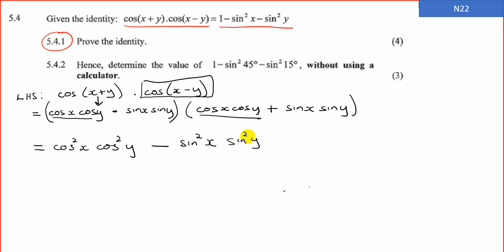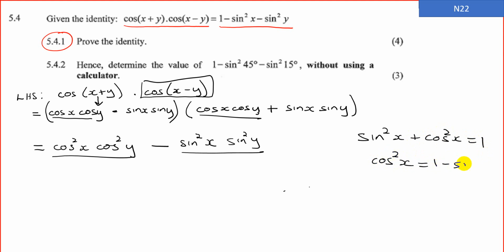Now, we're trying to get to the right-hand side. So you'll notice my second term has sine, and my first term has cos. Now, one of the identities to remember is that sine squared x plus cos squared x is equal to 1. And if we make cos squared the subject of the formula, we would get 1 minus sine squared x. Or we could make sine squared the subject of the formula, and that will give us 1 minus cos squared x. So we have an option.